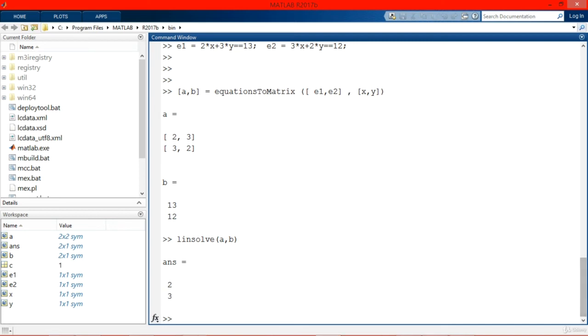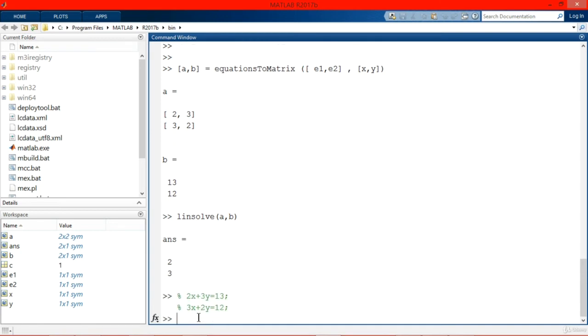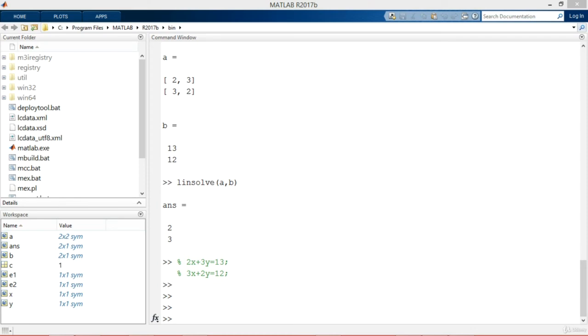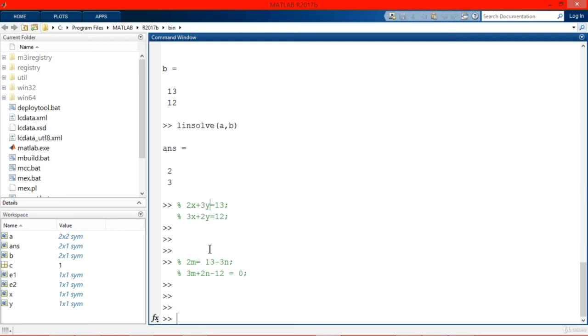And enter, and 2 and 3 is our answer, and obviously x is 2 and y is 3. I'm using the same equation, but I'll change it by using the solve function. I'll solve the same equation and get the same results. So x is m now and y is n. Also plus becomes minus on the other side, and 12 is minus 12.